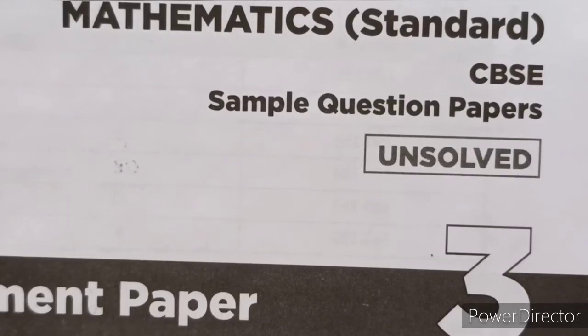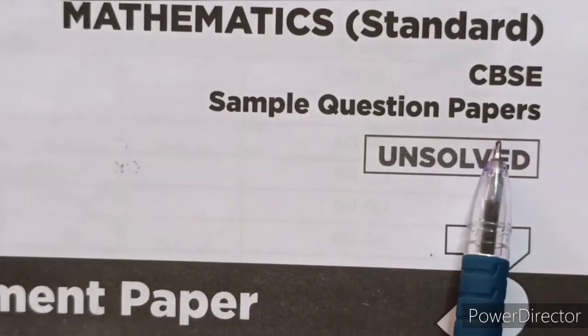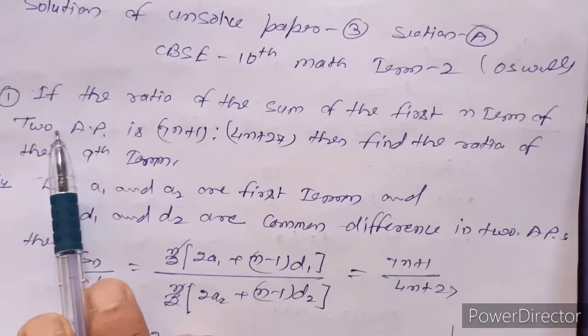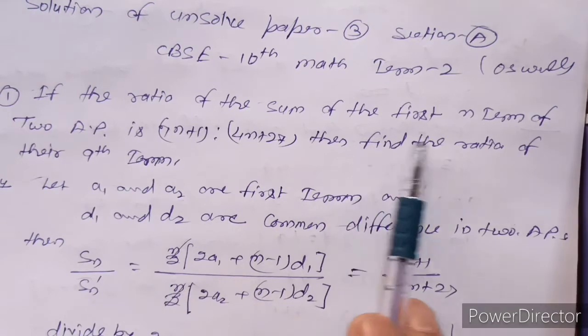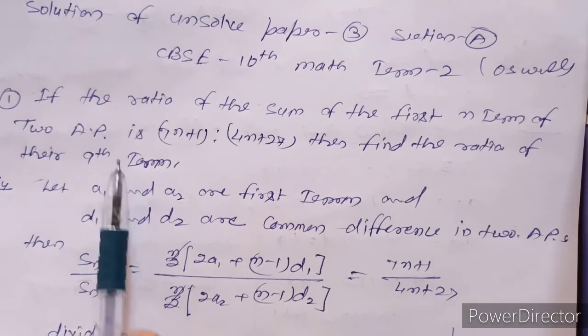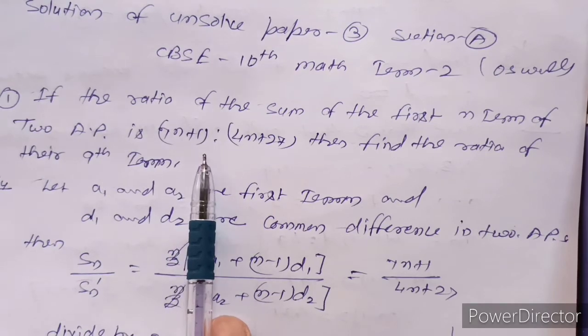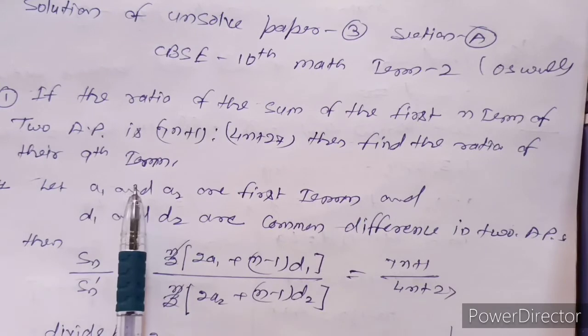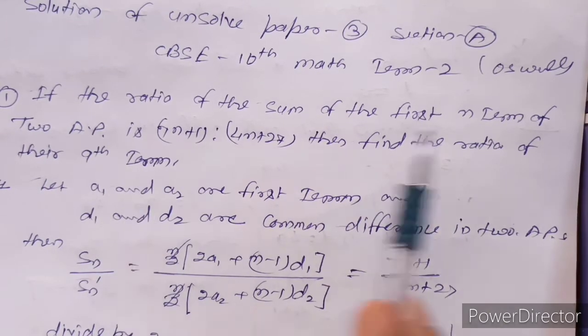प्यारे साथियों, आज हम अनसॉल्व सैम्पल पेपर 3 का अध्ययन करेंगे। इन क्वेश्चन नंबर फर्स्ट, इफ द रेशियो ऑफ द सम ऑफ फर्स्ट n टर्म इन 2 AP सीरीज इज 7n plus 1 रेशियो टू 4n plus 27, देन फाइंड द रेशियो ऑफ 9th टर्म। मतलब क्या क्या गिवन है इसमें?